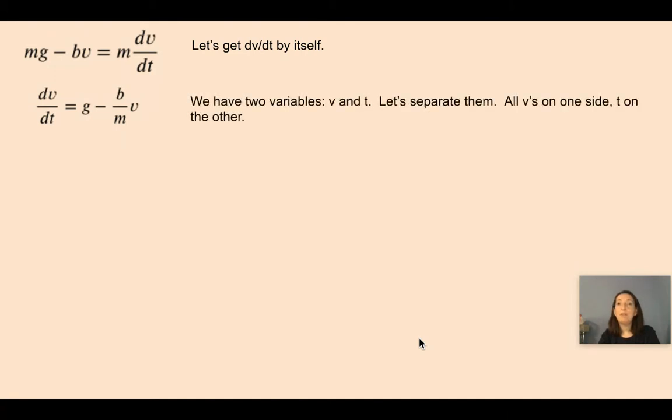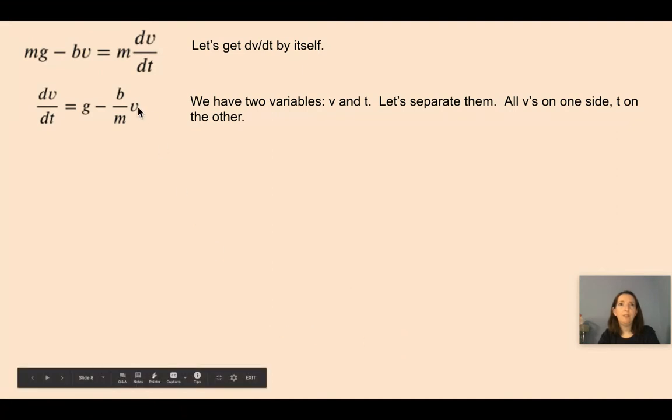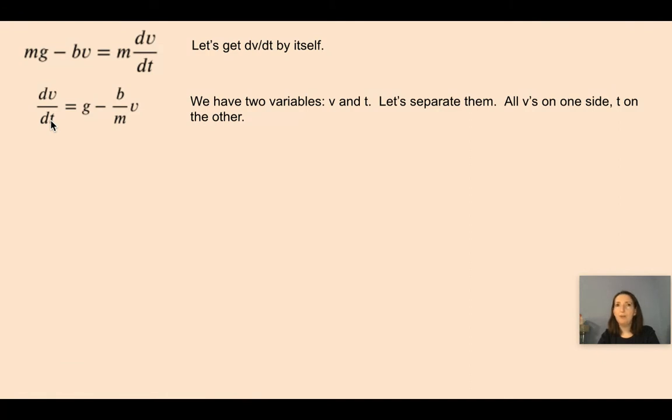So next step, we have two variables, v and t, and we want to separate them. From calculus class, you might have heard of separation of variables. That's what we're doing. We have a v on this side and a v on this side, so we want to get those on the same side, but not on the same side as t. So this is what we get: bring dt up here and bring this guy down here. And so now we want to integrate.